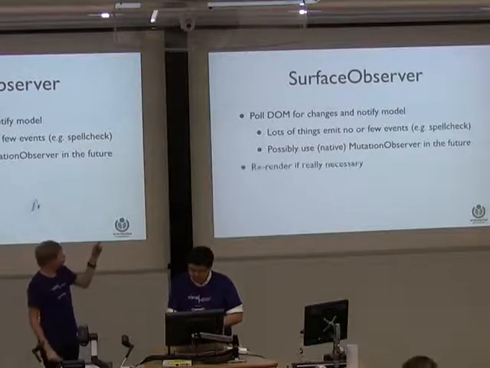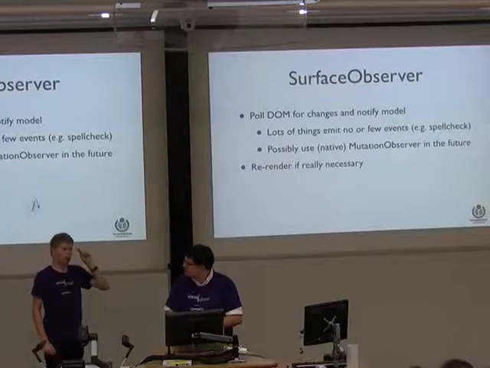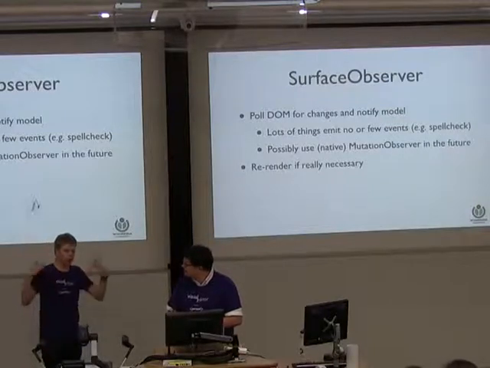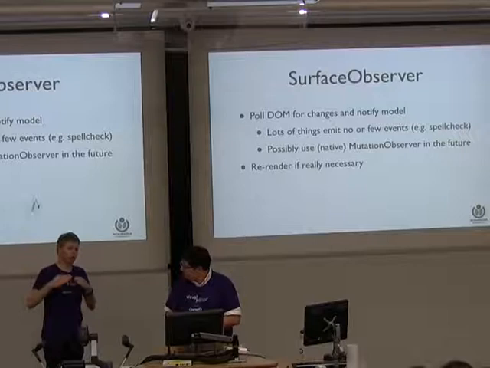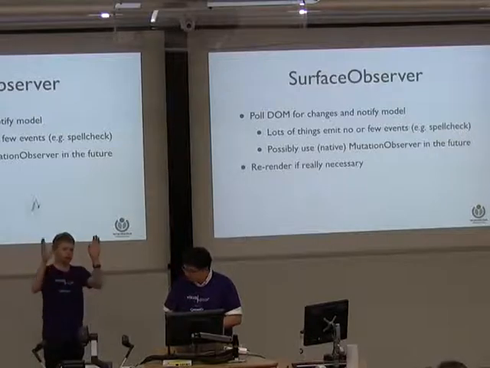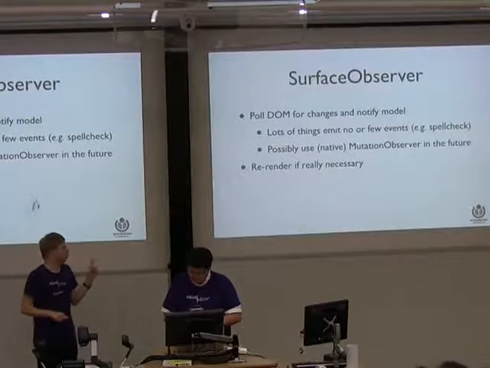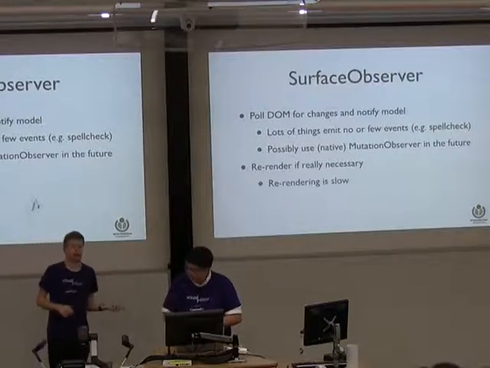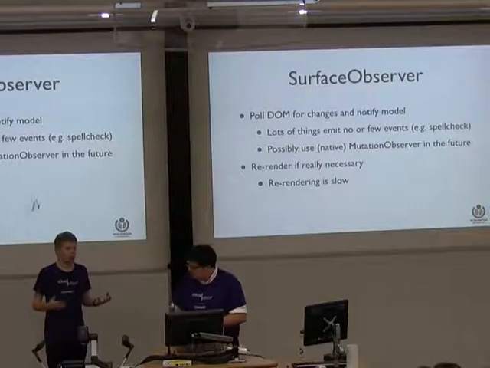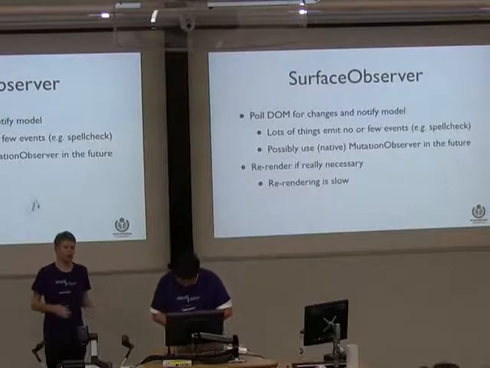Then once you've found a change in the DOM and updated the model, the model is going to want to update the view, because that's what happens, right? You change the model, then the model is going to emit an event to the view, and the view is going to re-render. You only want to re-render if really necessary. One is for performance reasons. If the user just typed a character, the native browser implementation probably does the right thing if you just type hello.